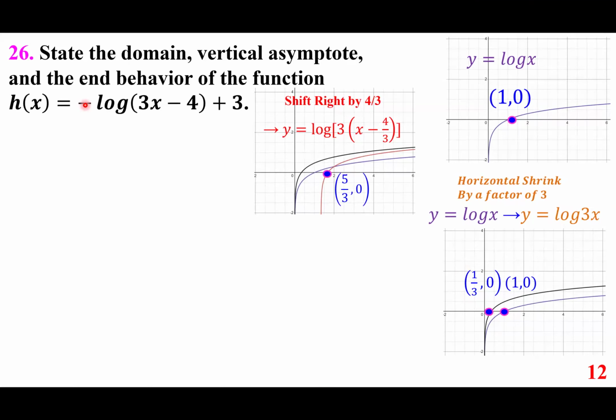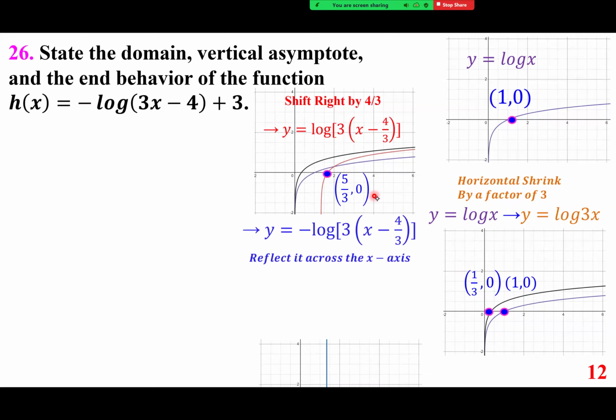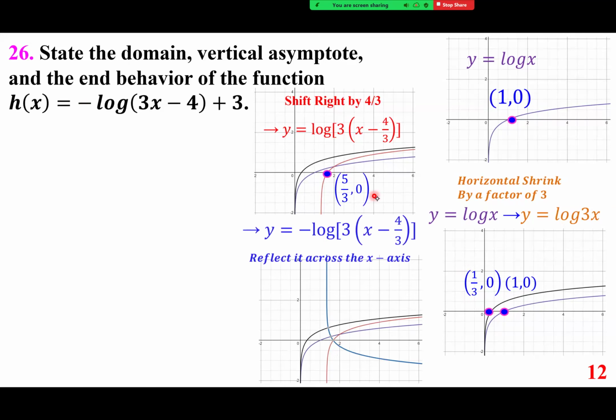The next one, we are going to apply the negative. So if we put the negative in front of it, that means it's going to flip over with respect to the x-axis. And when that happens, the x-intercept still has the same location. And finally, we are going to add 3. That means shift up by 3 units.